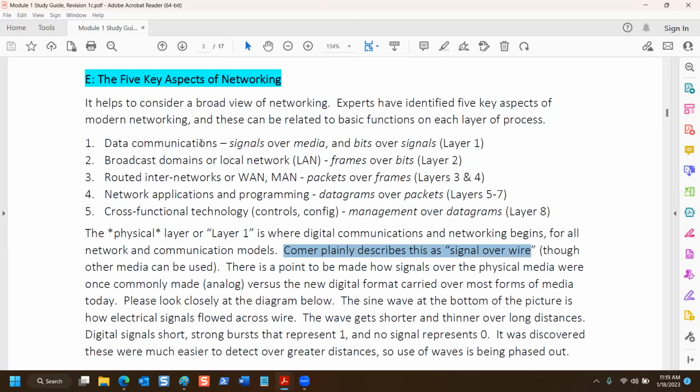So in terms of the 5 key aspects of networking, the data communications piece is signals over media. And traditionally, the only media we had to work with was wire. And then straddled on top of that are ones and zeros that are embedded in the signals. So bits over signal, that's layer 1. Right? Any questions about our first key aspect of networking?